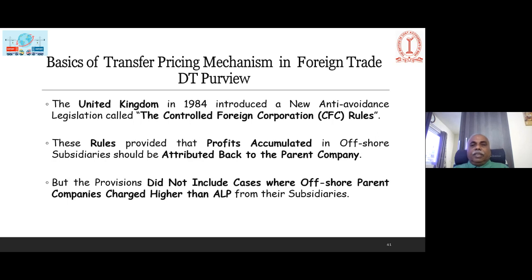In the UK, in 1984, a new anti-avoidance legislation was introduced, called the Controlled Foreign Corporation rules. These rules provide that profits accumulated in offshore subsidiaries should be attributed back to the parent company. Whatever profit is earned by the particular entity offshore should come back to the parent company. But the provisions did not include cases where the offshore parent company charged higher than the arm's length price, ALP, which means arm's length price, from the subsidiaries.